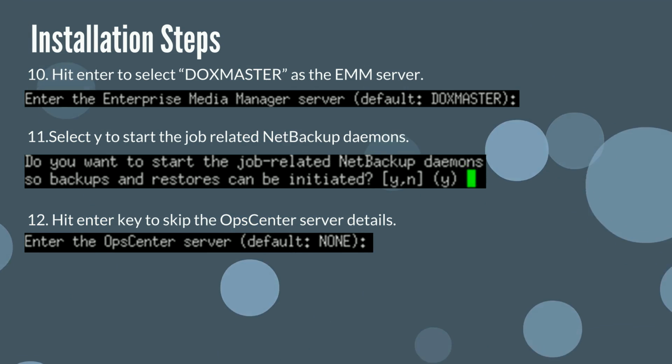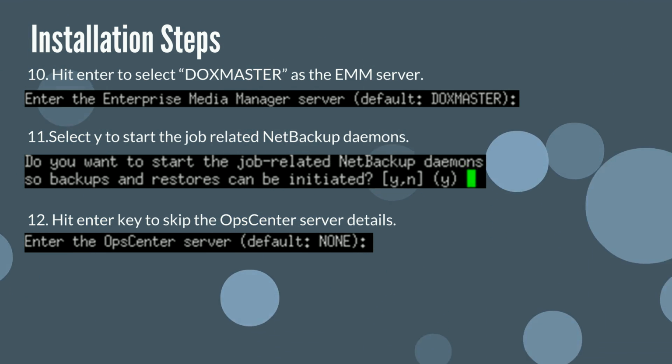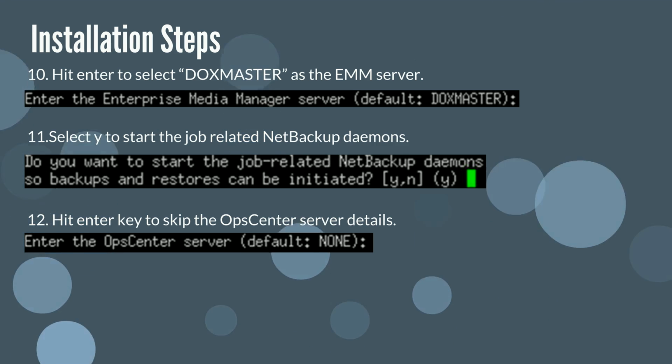Select Y to start the job-related NetBackup daemons. Hit the Enter key to skip the Ops Center server details.